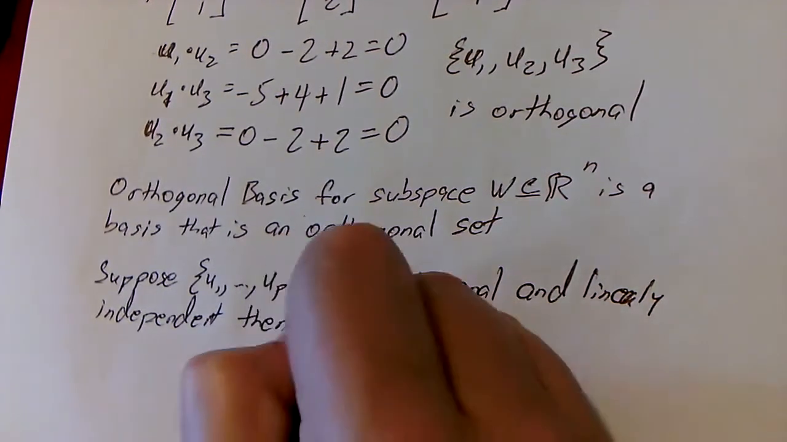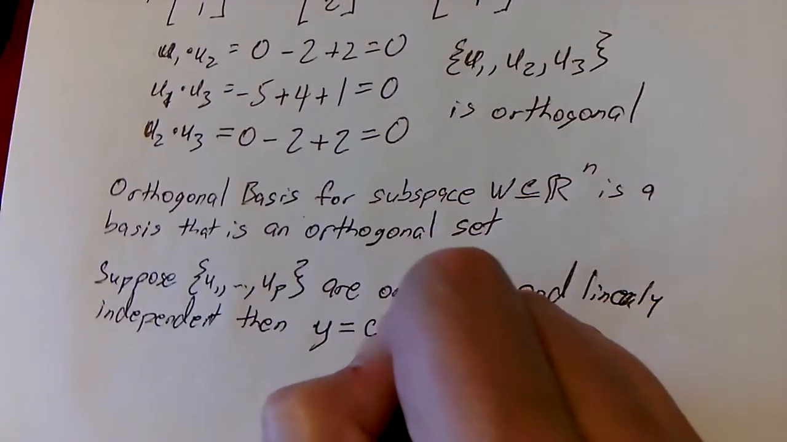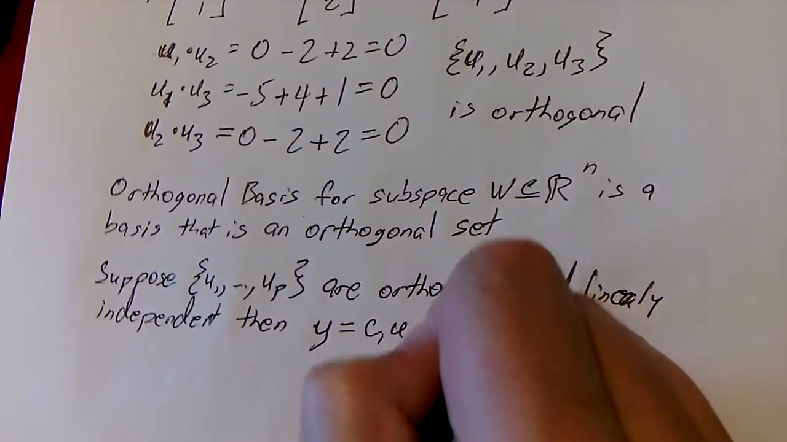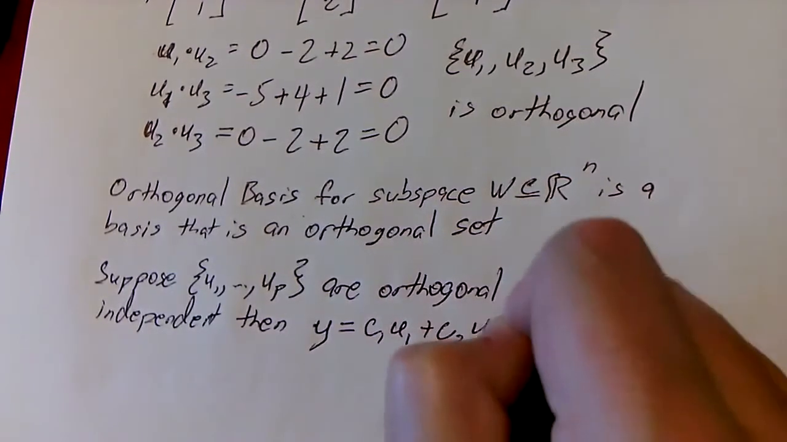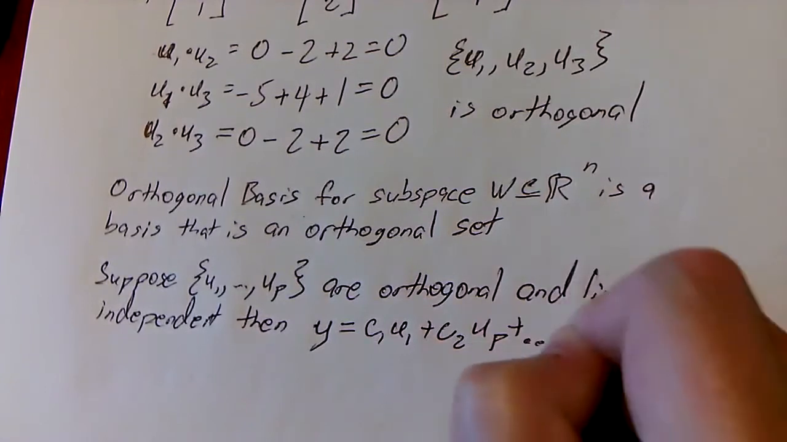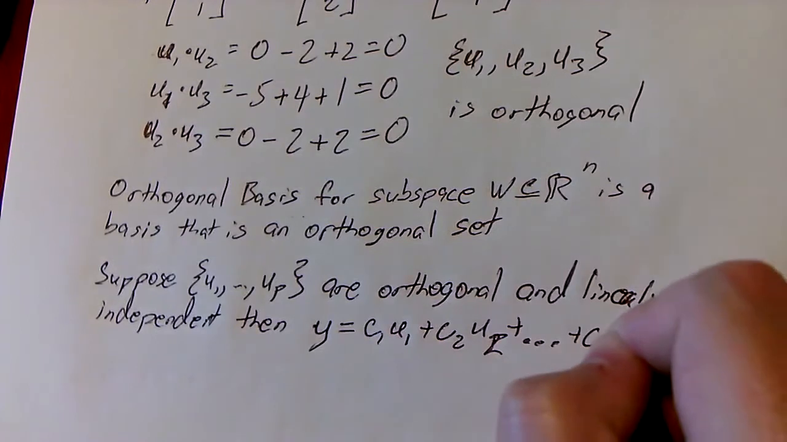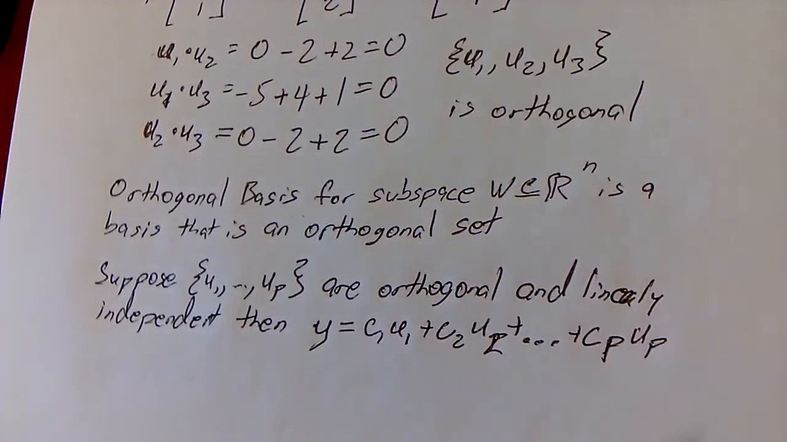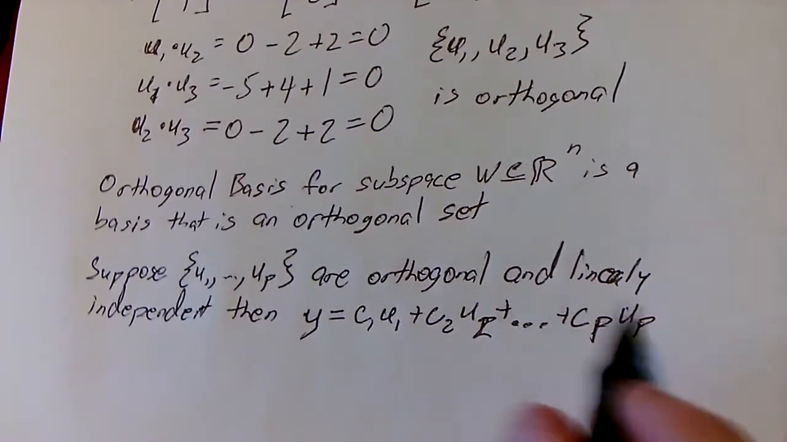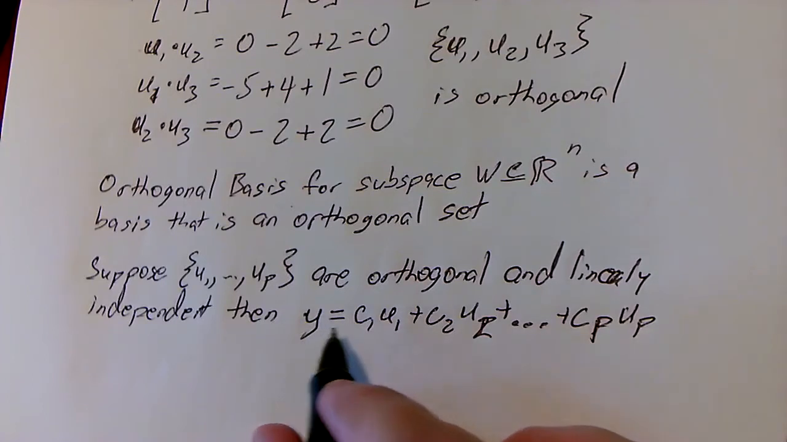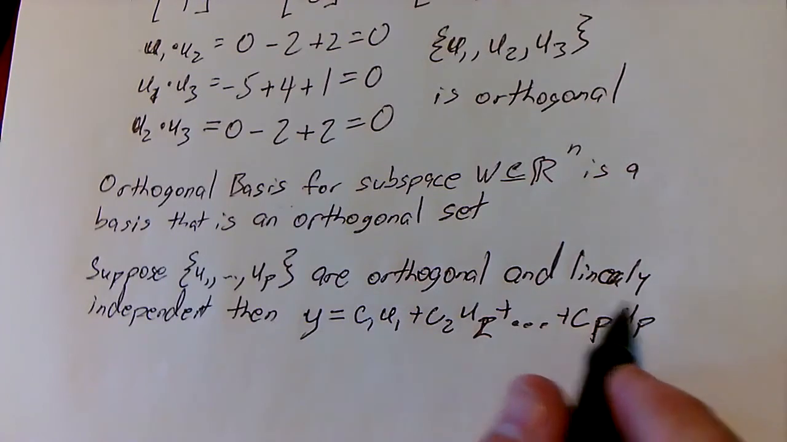Then we have y equal to a linear combination. Remember that these are still vectors. They're linearly independent vectors, so that means I could write them. This is u2 and this is cp up. Since they're linearly independent, I can always write y as some linear combination with weights here.